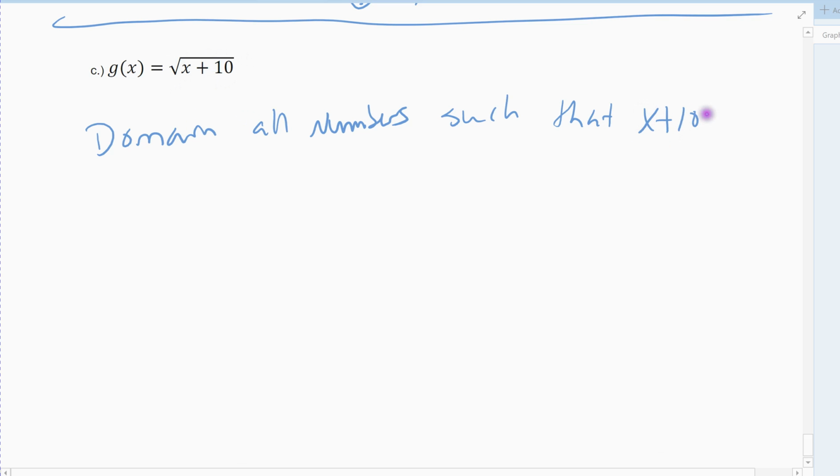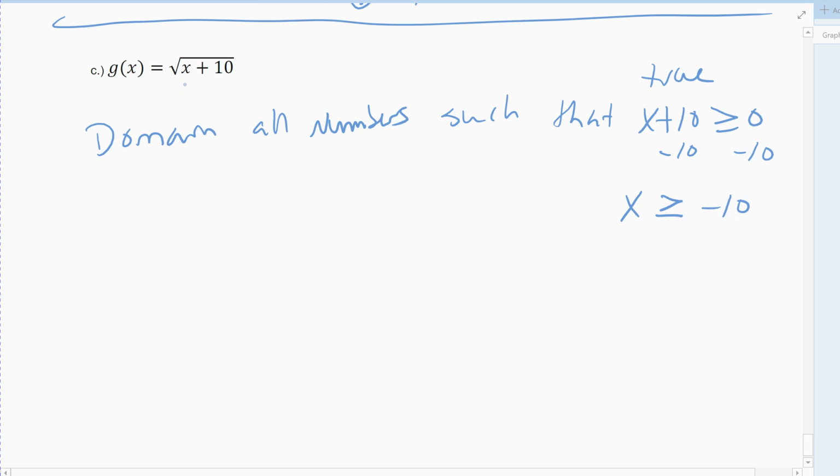So my x plus 10 has to be positive, and it can be 0. Square root of 0 is 0. 0 squared is 0. And so it just has to be nonnegative. So this is what has to be true. And so you solve that. So I'm going to move 10 to the other side. So x has to be bigger than or equal to negative 10. Negative 10 is fine, right? If I plug in negative 10, I get 0.